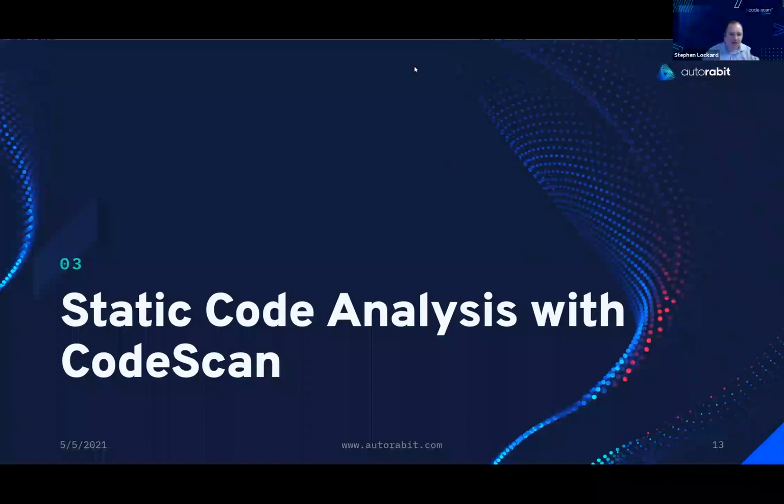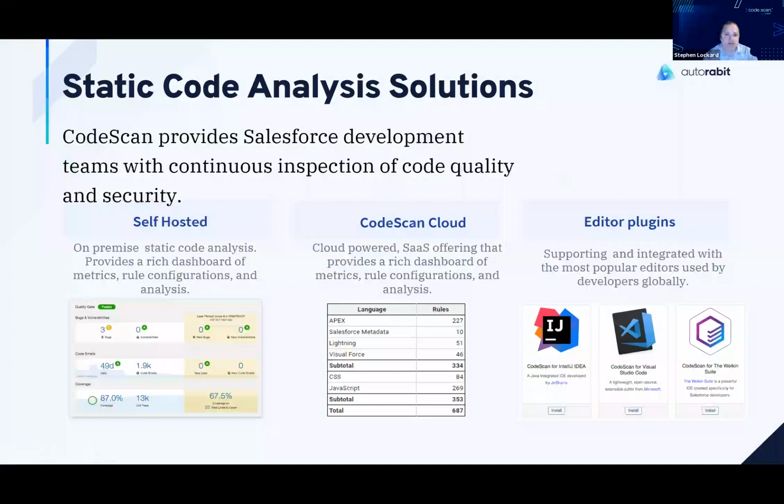Thank you, Vignesh. I'd like to talk a little bit about static code analysis and CodeScan in general. Static code analysis is a suite of tools that analyze your code and check for symbolic and programmatic errors without compilation. CodeScan provides Salesforce development teams with continuous inspection for their code quality and security. We have self-hosted and cloud offerings, so we can fit into your pipeline wherever it is best. We also offer editor plugins so that, as Vignesh mentioned, your developers can shift those quality checks all the way to the left, and stop a lot of issues before a pull request ever even happens.